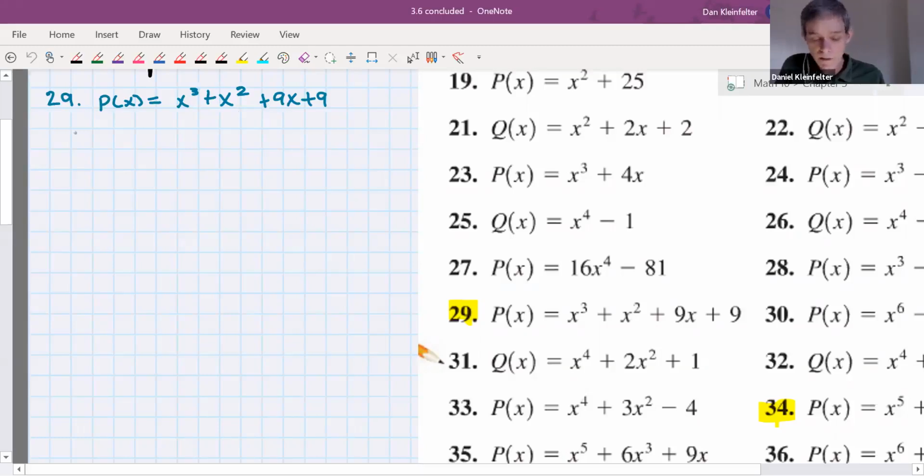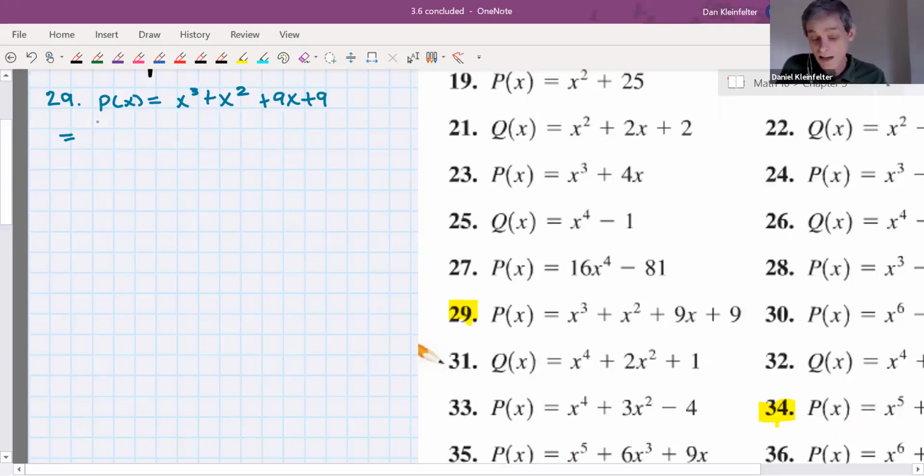Looking at this one, it looks like it's actually going to factor by grouping. So we're going to go ahead and do that. I would always look and see if a polynomial you're given is going to factor with a common factor or by grouping or something before getting into some of the bigger tools that we have, like Descartes' rule of signs and so forth, or the rational zeros theorem.